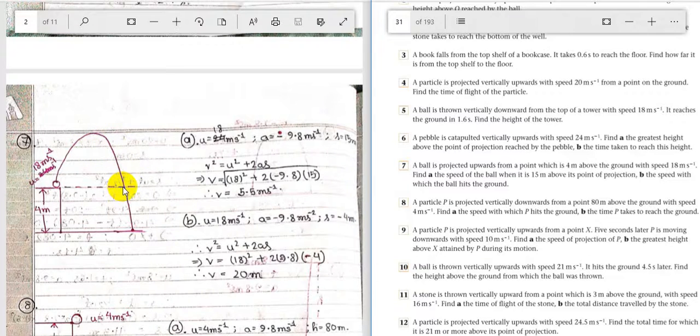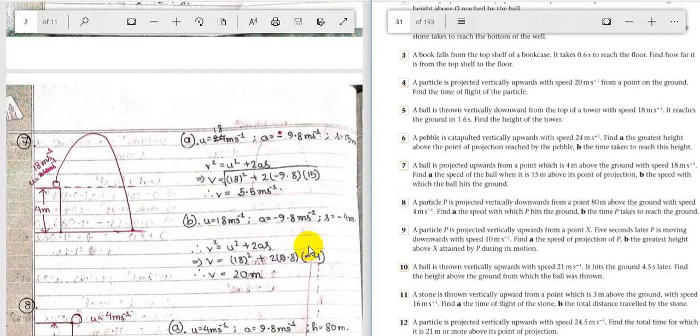So at this point the displacement becomes 0 again, and when it moves downward from this point it moves 4 meters to reach the ground, and since it's moving downward, the displacement is going to be negative 4. And then using the equation v squared equals u squared plus 2as, put in all the values, and your answer is 20 meters. I'm sorry, I forgot to put the root over here.